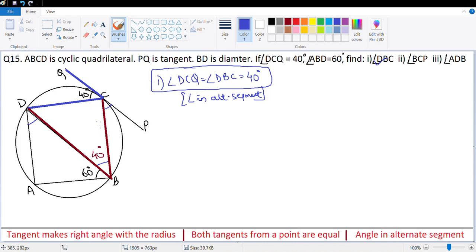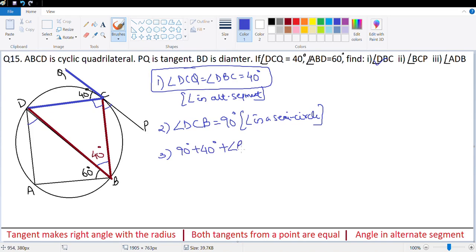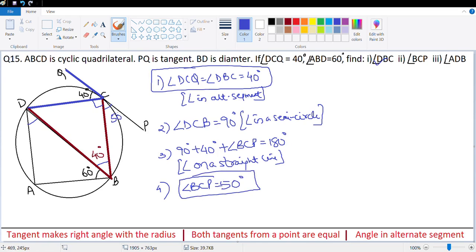Next, angle BCP. So this angle obviously is 90 degrees, angle in a semicircle. So point number 2, angle DCB is equal to 90 degrees, angle in a semicircle. What this means is 90 degrees plus 40 degrees plus angle BCP is equal to 180 degrees. This is angle on a straight line, which means angle BCP is equal to 180 minus 130, which is equal to 50 degrees. So we've got the second part of the angle as well.